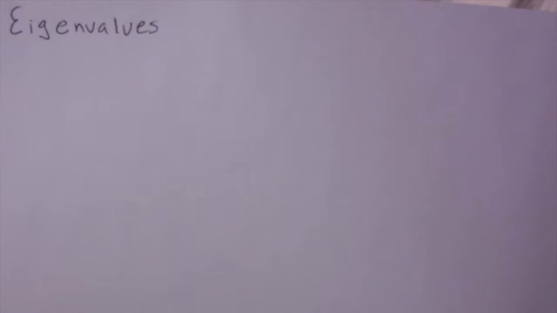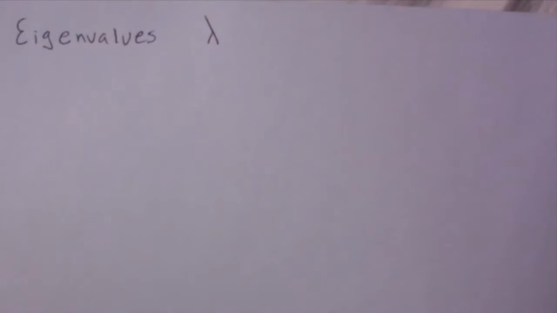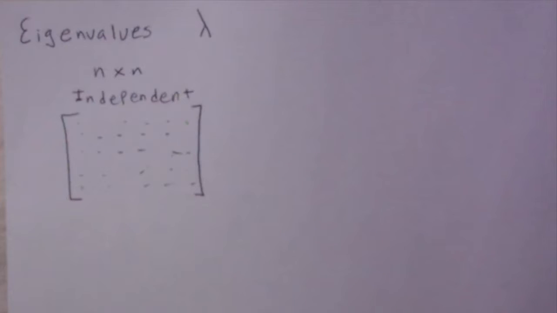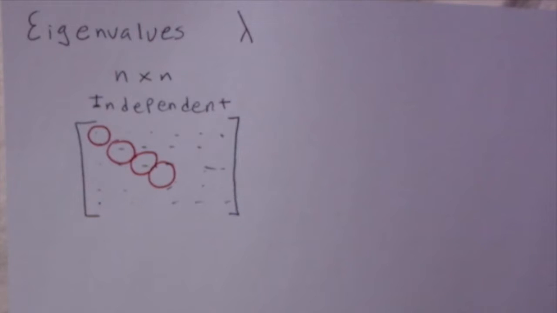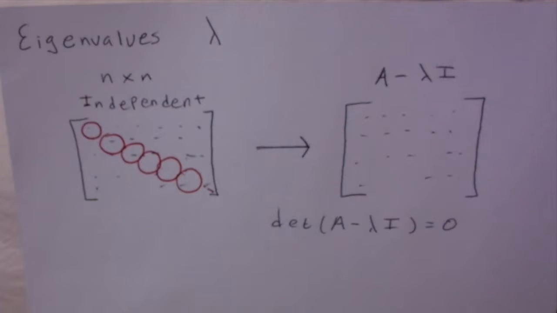Eigenvalues, which are often represented by lambda, are numbers that you subtract from the diagonal entries of an n by n independent matrix that will make it dependent. The determinant of a dependent matrix will equal 0. This is why to find lambda, you take the determinant of a matrix, A minus lambda I, and set it equal to 0.